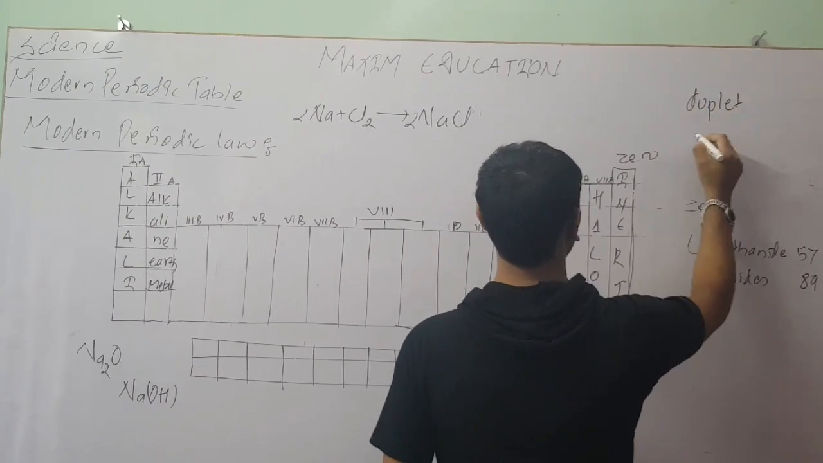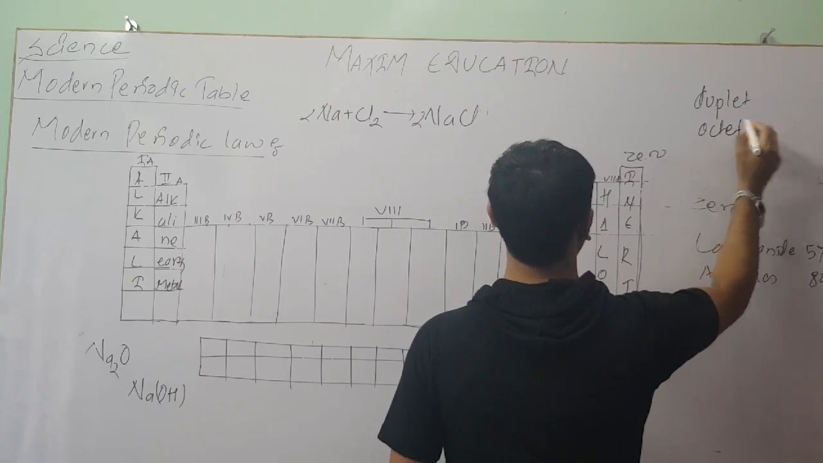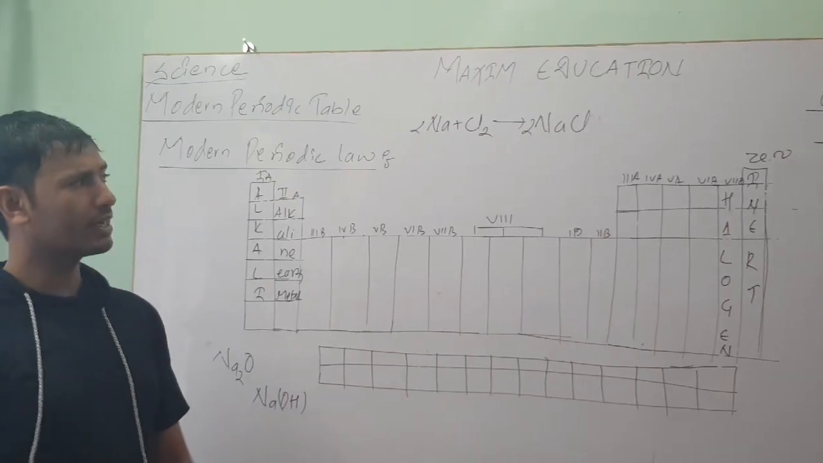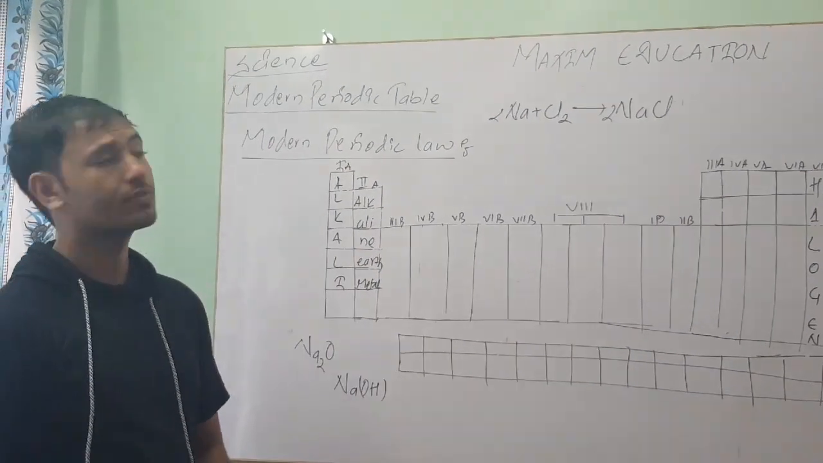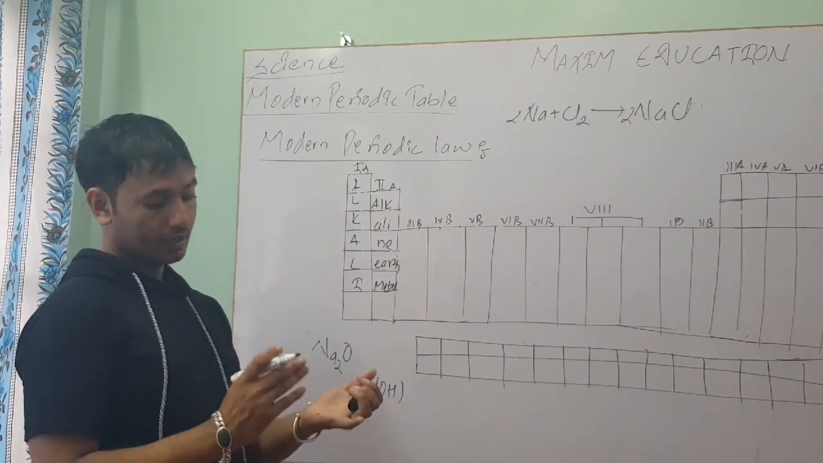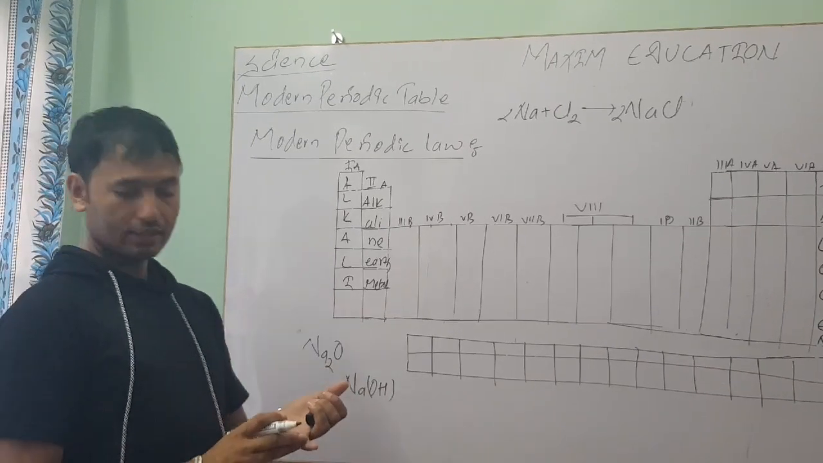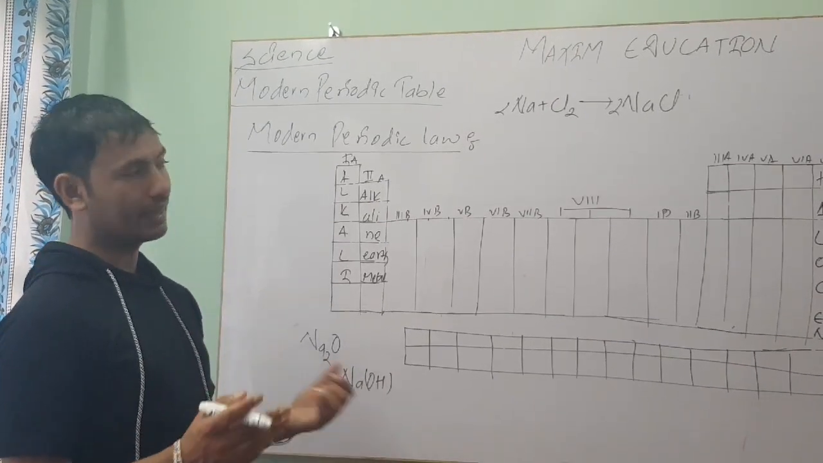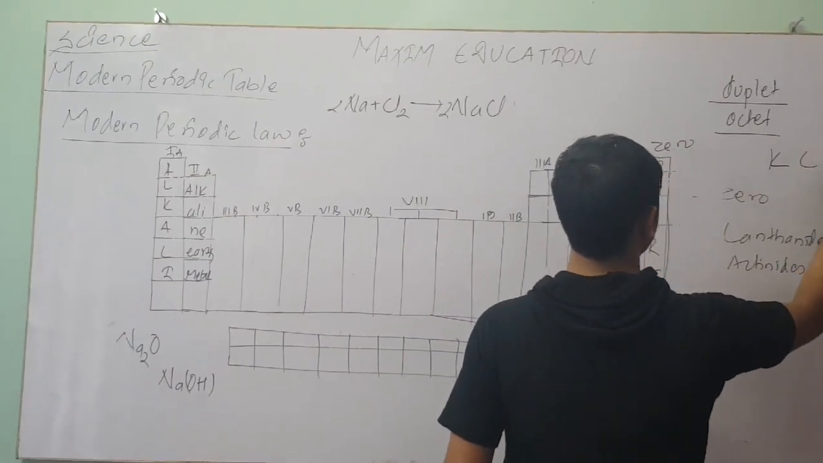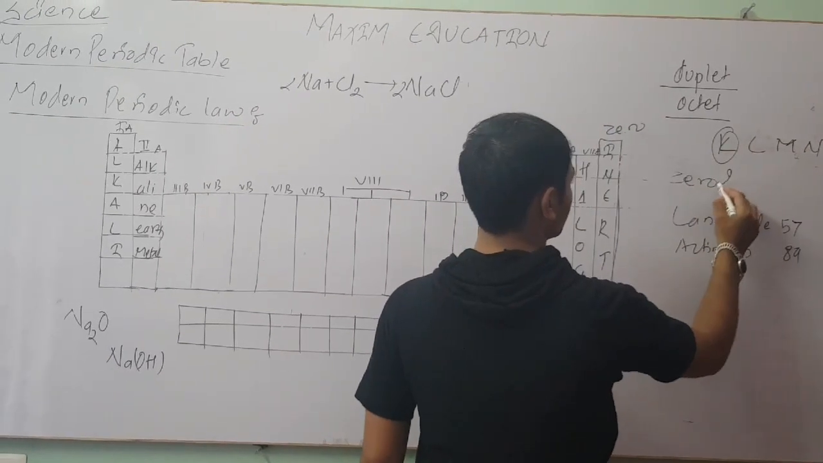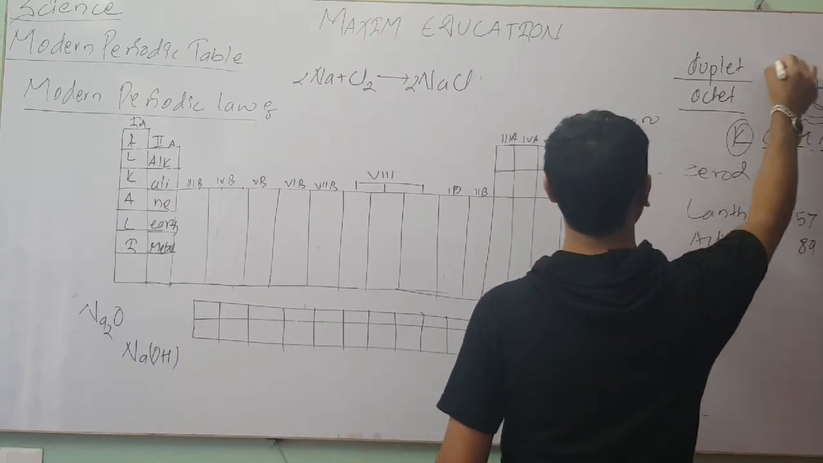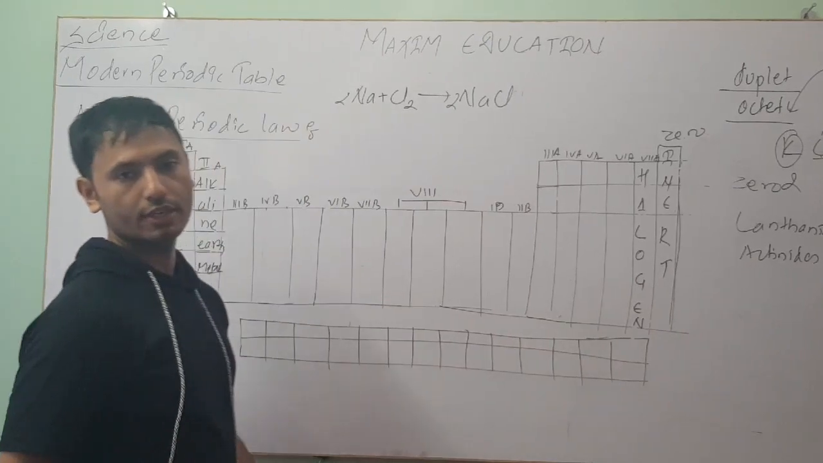D-U-P-L-E-T, duplet. Octet state. Duplet state has 2 electrons in the K shell, and octet state has 8 electrons in the rest of the other shells, in the outermost shell. What I mean to tell is K means 2 electrons, then L, M, N, O, like that. K, L, M, N. The shells are like this. K has 2 electrons, and the rest of the others, if they are valence shells, must have 8 electrons to be octet state of stable electronic configuration.